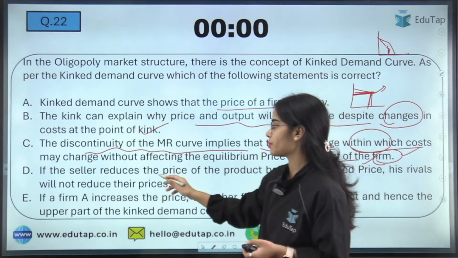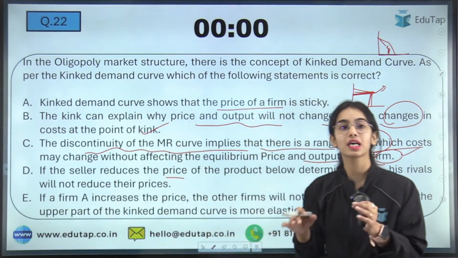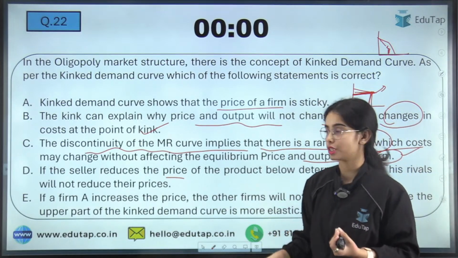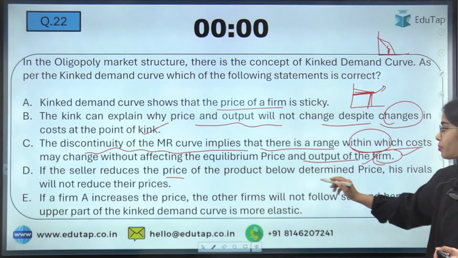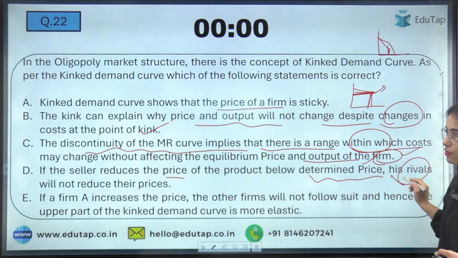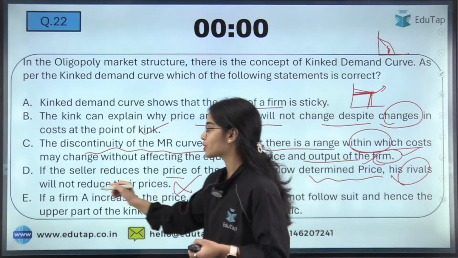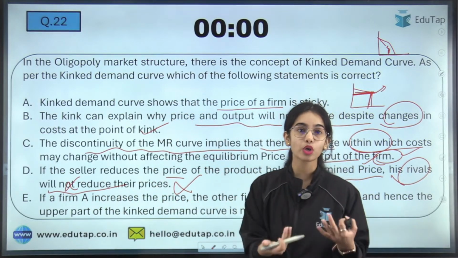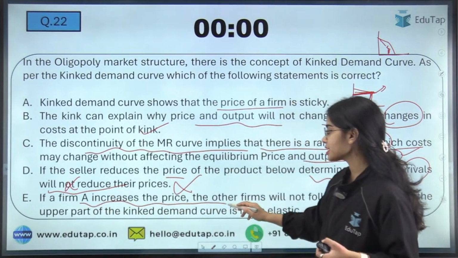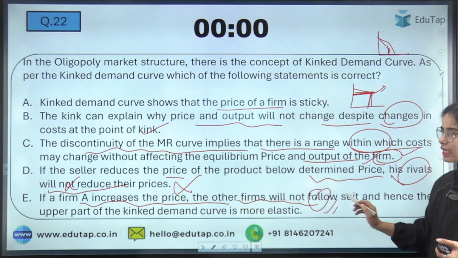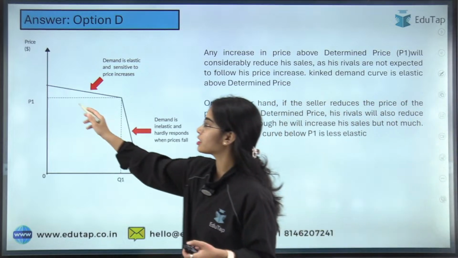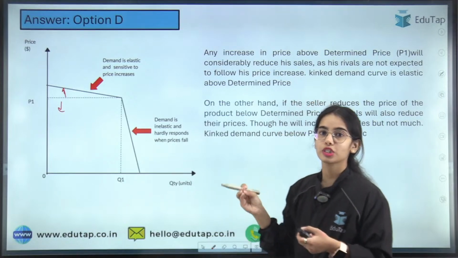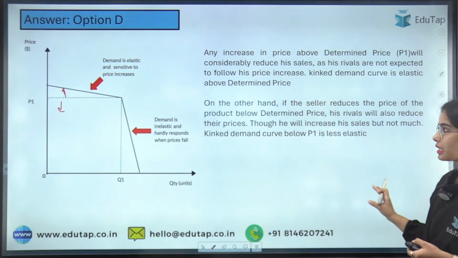If a seller reduces the price, the other firms will follow because other firms do not want to lose their market share. So the statement that if a seller reduces the price of the product below the determined price, his rivals will not reduce their price, is wrong. No, they will also reduce the price so that they do not lose market share. If a firm increases the price, the other firms will not follow. This is correct. But if the firm is decreasing the price, the other firms will follow. So this is your kinked demand curve. I hope this is clear.